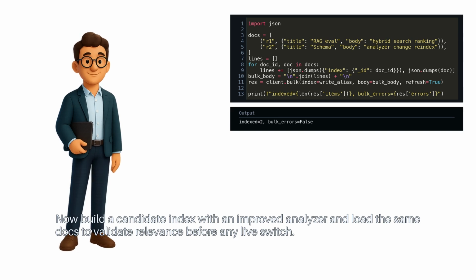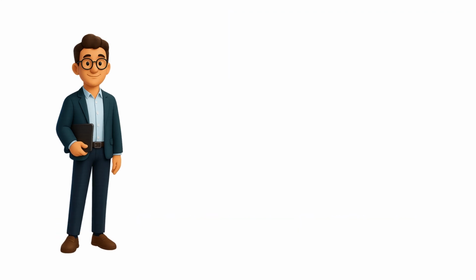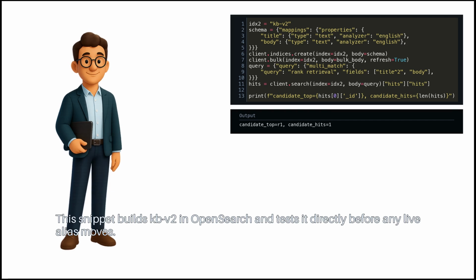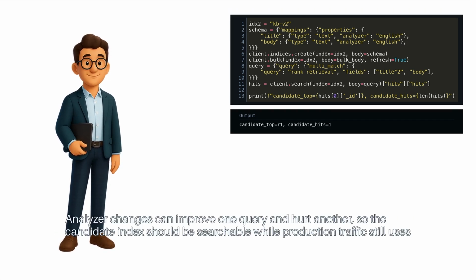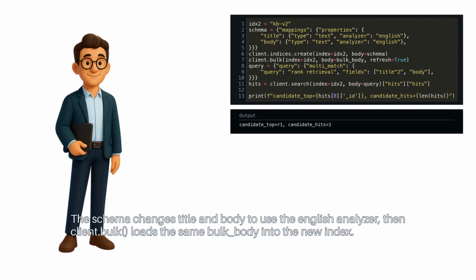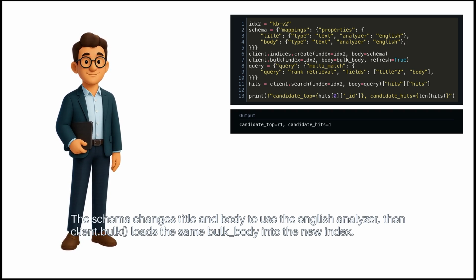Now, build a candidate index with an improved analyzer and load the same docs to validate relevance before any live switch. This snippet builds KBV2 in OpenSearch and tests it directly before any live alias moves. Analyzer changes can improve one query and hurt another, so the candidate index should be searchable while production traffic still uses read alias. The schema changes title and body to use the English analyzer. Then client bulk loads the same bulk body into the new index.